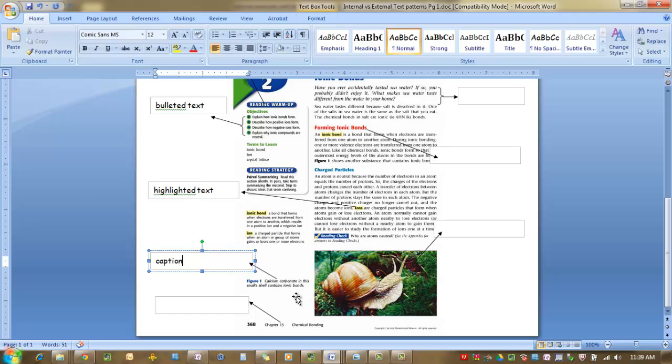A caption goes with a photograph, it could go with a graphic, it could go with a timeline or an illustration of some sort, and it's an explanation of what is in that picture. And we call that a caption.